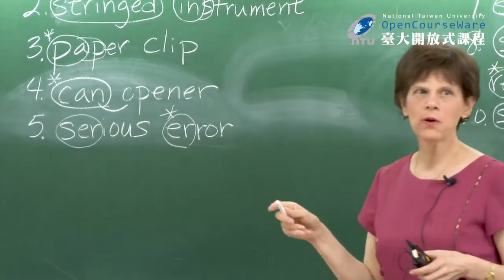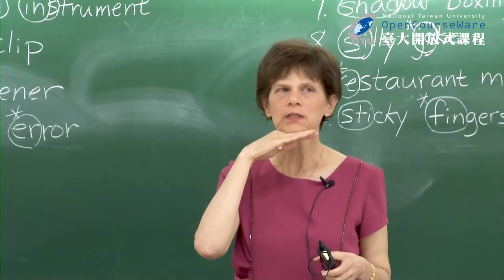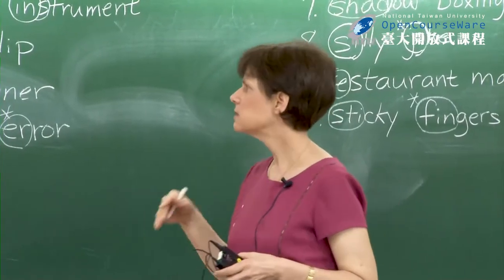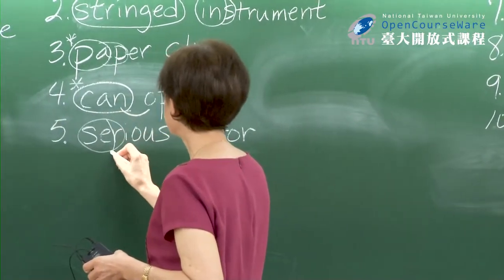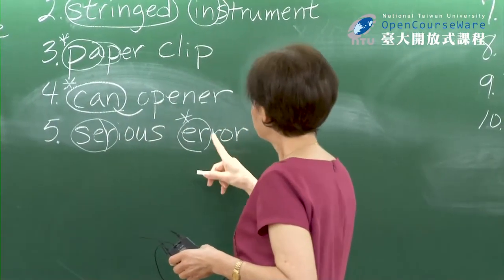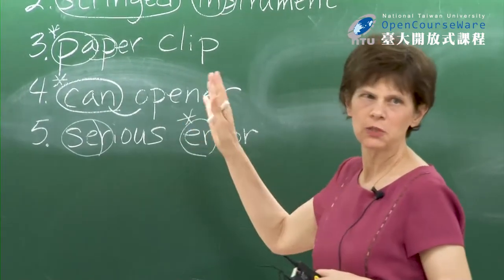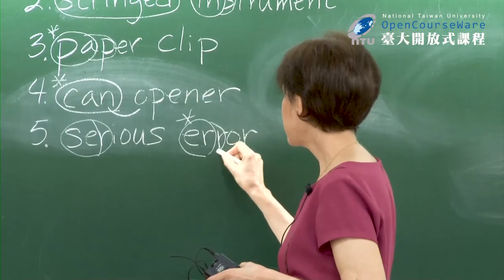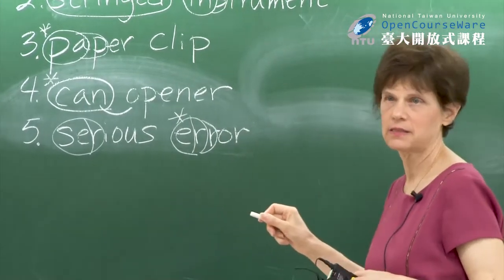Okay. Don't say "eh." Remember what I just told you. Error. Error. Error. Good. Serious error. If you only circled SE, that's fine. The other R really shouldn't be circled, because with double letters we usually break it in the middle, but if you did, it's acceptable. And if it's just E, that's also acceptable. But ER is the best.